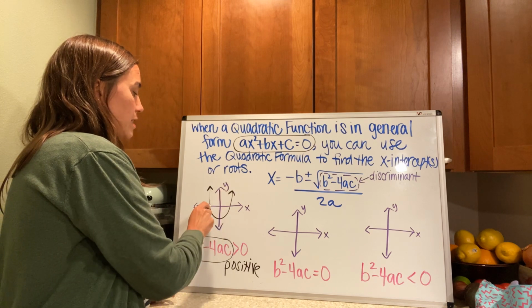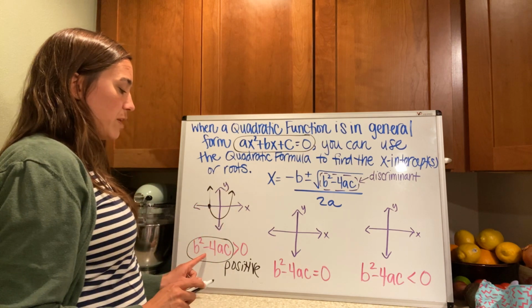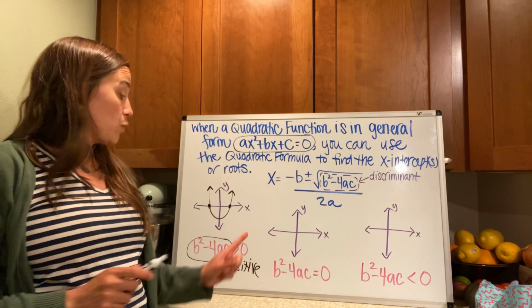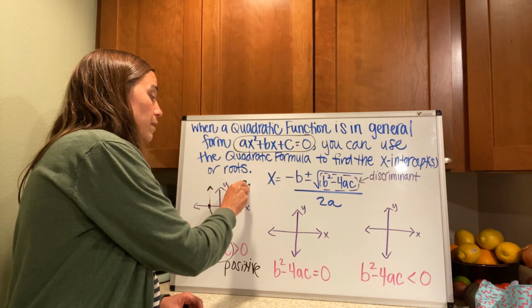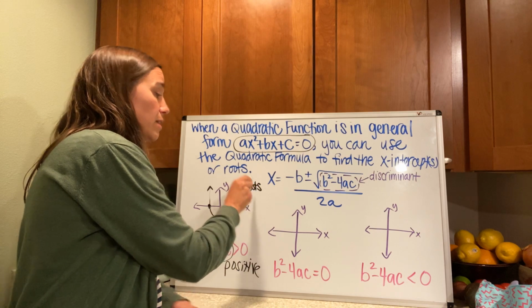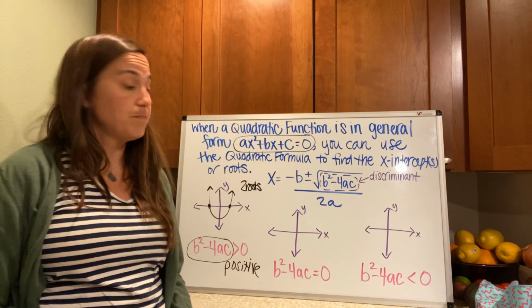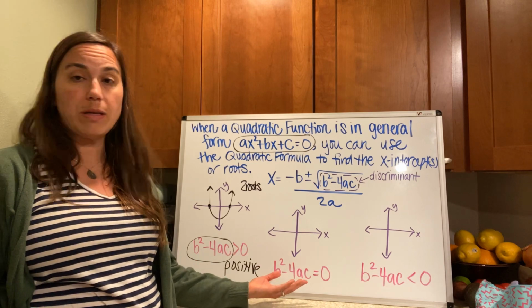Let's say for some reason my discriminant was positive, then I know I'm going to have two roots. That means when I have two roots, these roots could be positive, they could be negative, they could be whole numbers, they could be rational numbers. Okay, let's take a look at this next one.